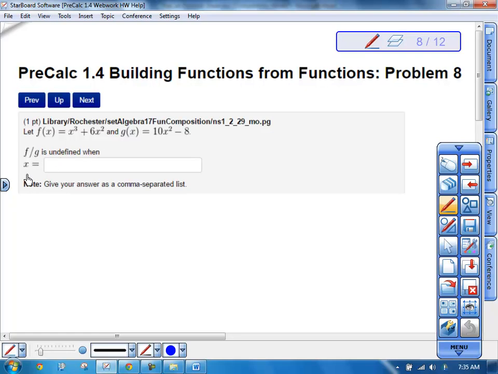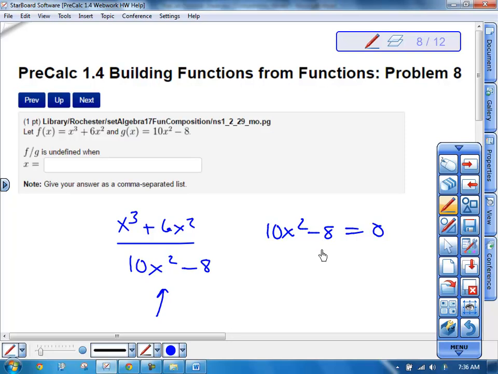Okay, next question says f divided by g is undefined when x equals. So we're going to take it and write it out real quick. That'd be x cubed plus 6x squared, all divided by 10x squared minus 8. So this would be undefined whenever the bottom is 0. So let's write 10x squared minus 8 and find out when it's 0. Add 8 to both sides. You have 10x squared equals 8.